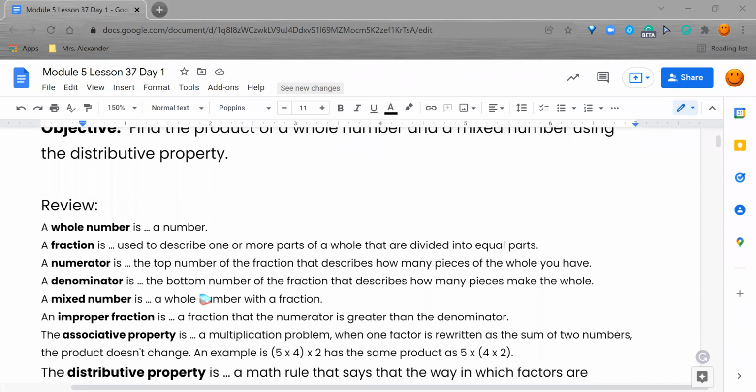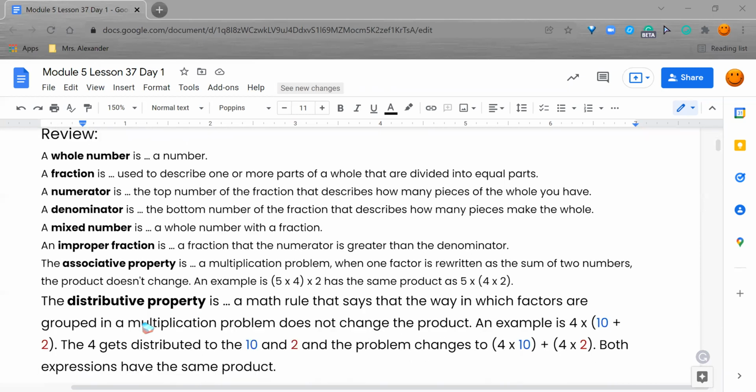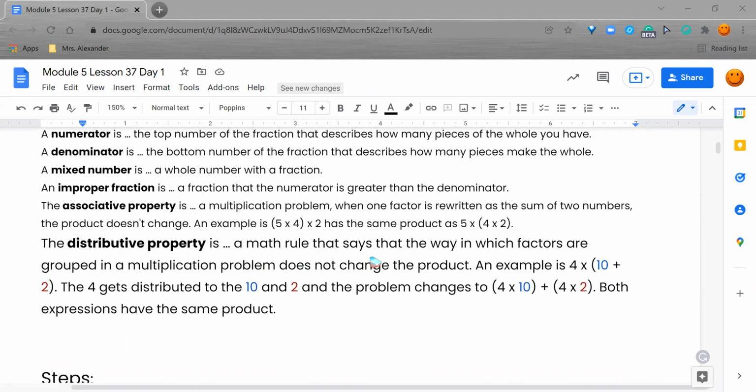So we have our regular vocabulary words, academic right here, associative is still in here, but we have a new one, and it's the distributive property. That's a math rule that says that the way in which factors are grouped in a multiplication problem does not change the product. Here's the example.